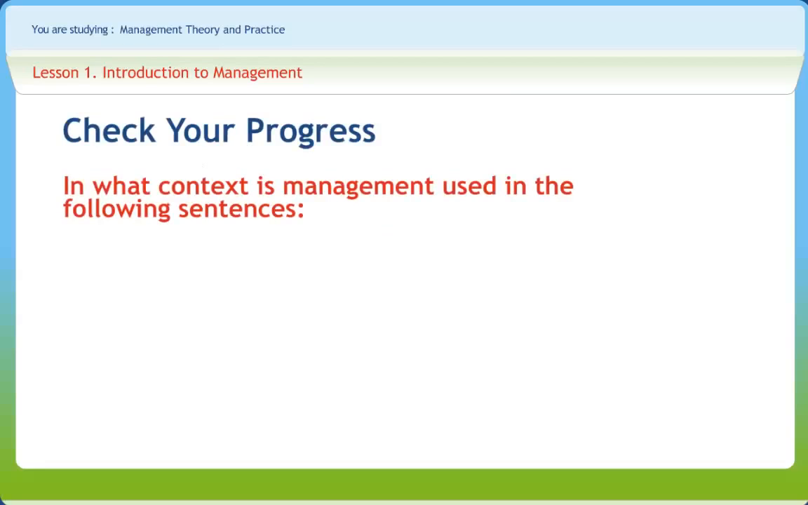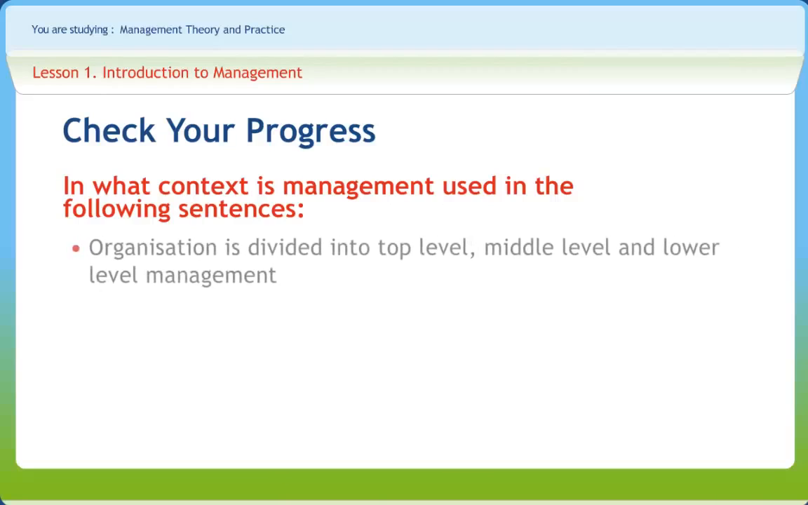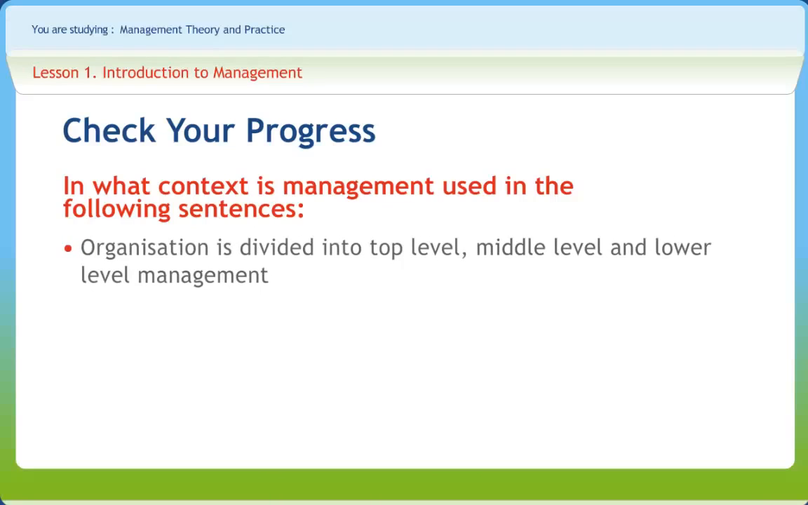Okay, now let us see how much you have understood. Can you tell the context in which the word management in each sentence is given to test you? Organization is divided into top level, middle level, and lower level management. What's the context of the word management in the sentence? That is easy. In this sentence, the word management simply refers to a body of individuals who govern the organization.